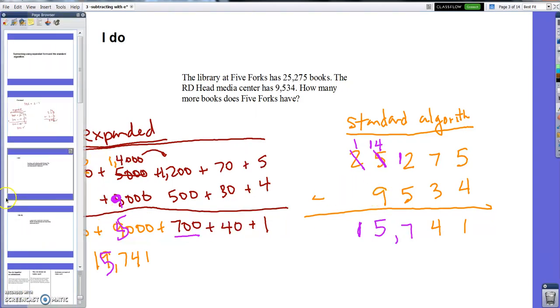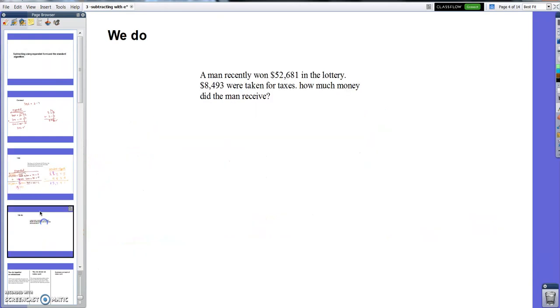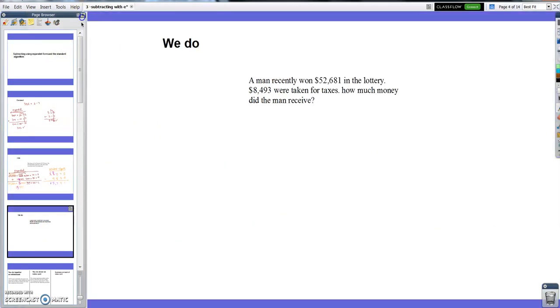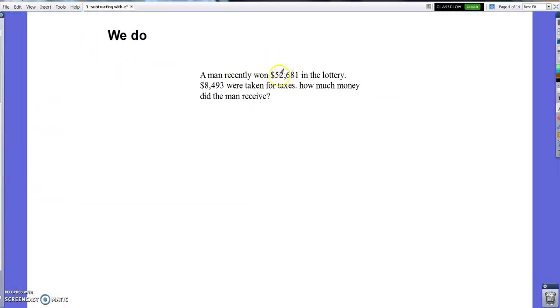Let's do one together. All right. So it says a man recently won $52,681 in the lottery. 8,493 were taken for taxes. How much money did the man receive? He loses a lot of money to taxes if you win the lottery. So let's start with our expanded form strategy.